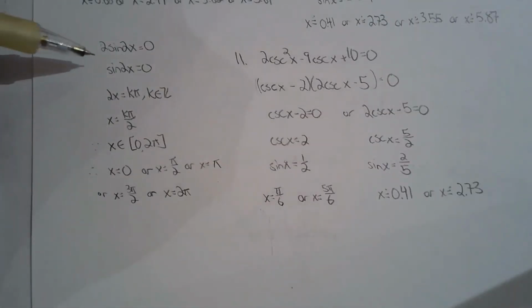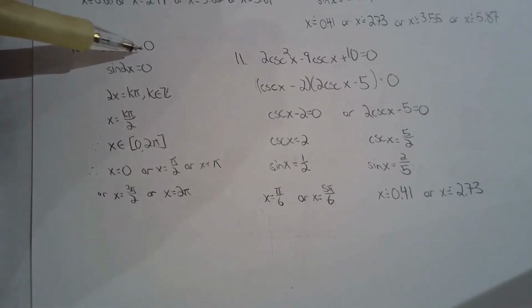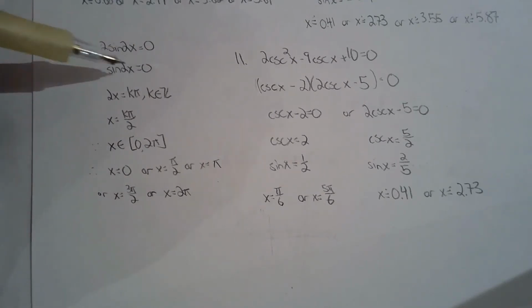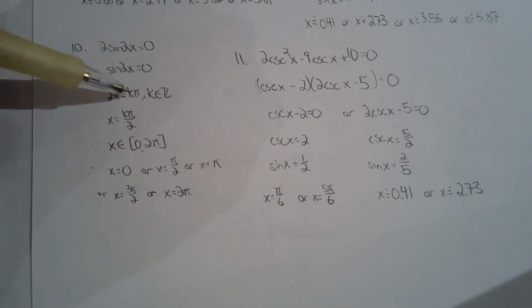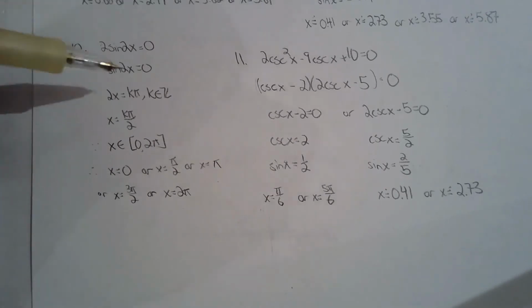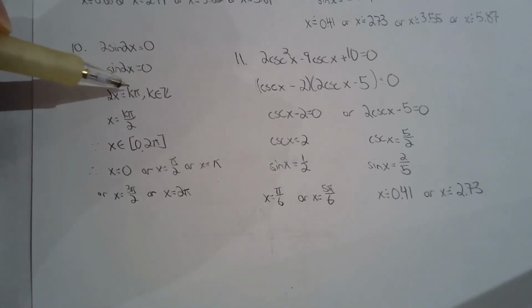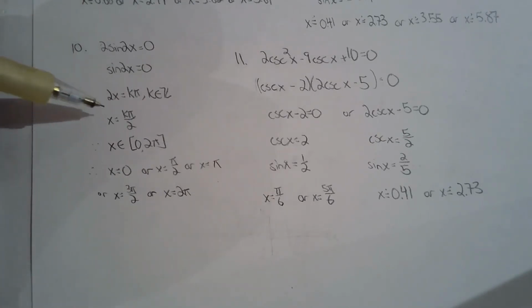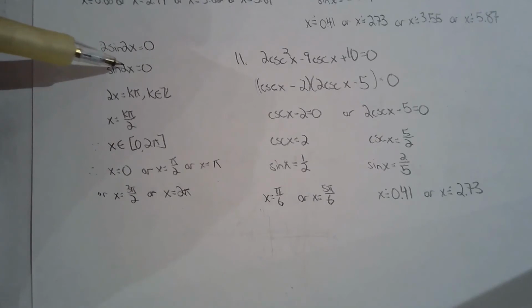For question 10, we have 2 sine 2x equals 0, which means sine 2x is equal to 0. Now, unlike question 8 and 9, I did find all the infinite solutions and then pared it down based on what the restriction on x was. Now, why did I try to find the infinite solutions for question 10 and not for question 8 and 9? Because for question 10, I had sine 2x.